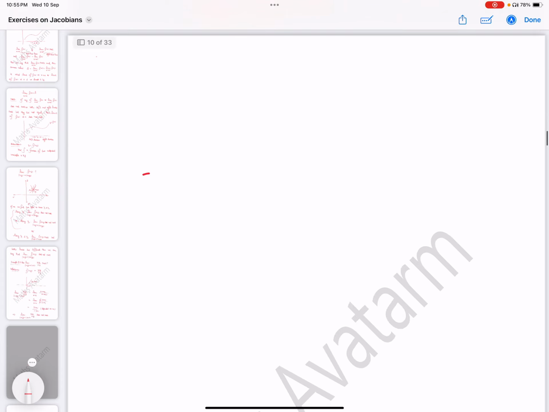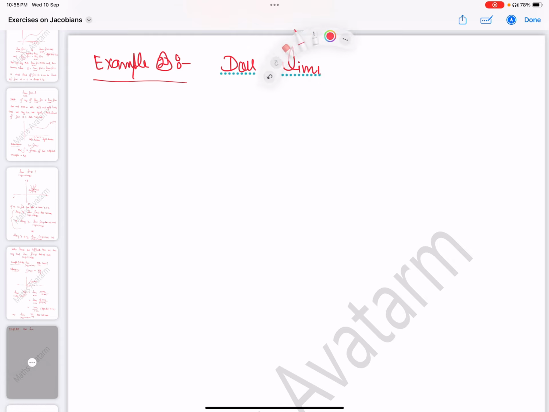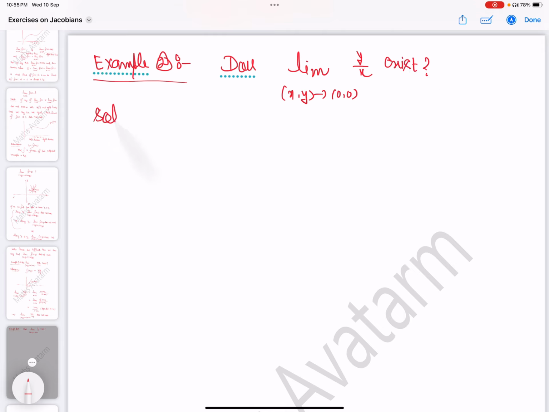Now example 2. Does the limit (x, y) tending to (0, 0) of y upon x exist? Solution.